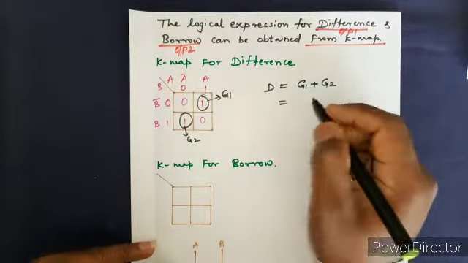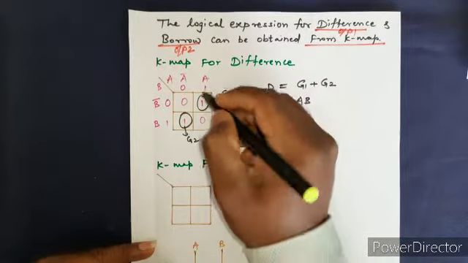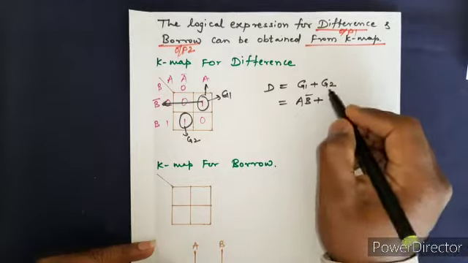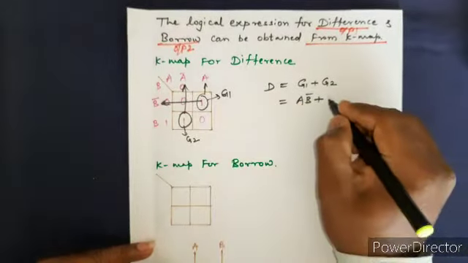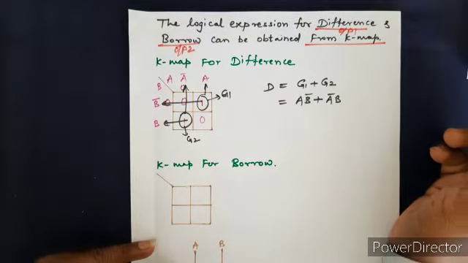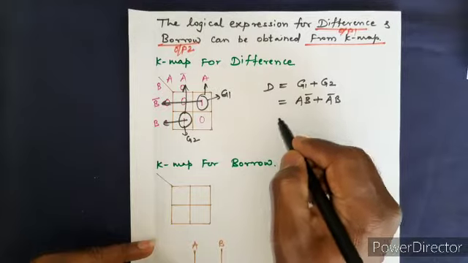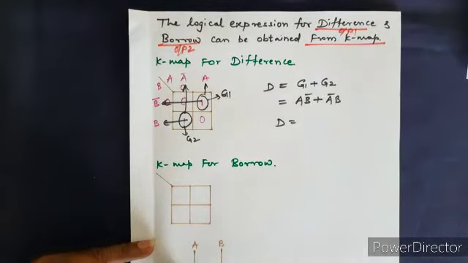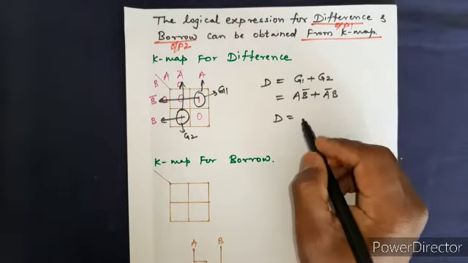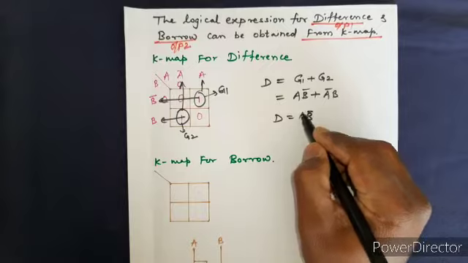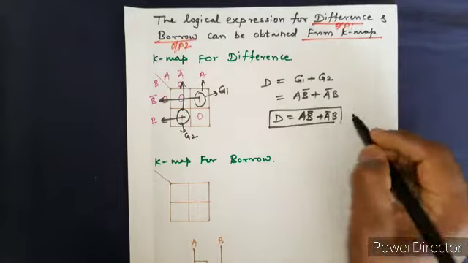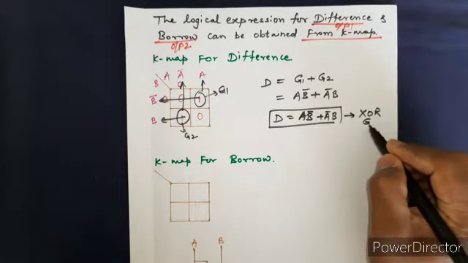D equal to G1 plus G2. So what is the value of G1? It is A B bar plus, what is the value of G2? A bar B. So this is the logical expression: D equal to A B bar plus A bar B, which is again in the form of XOR gate.